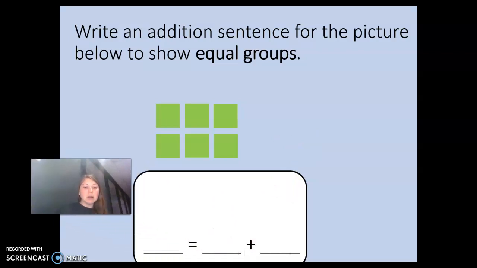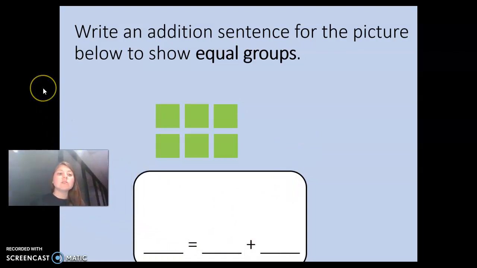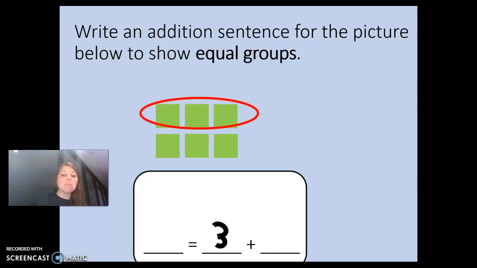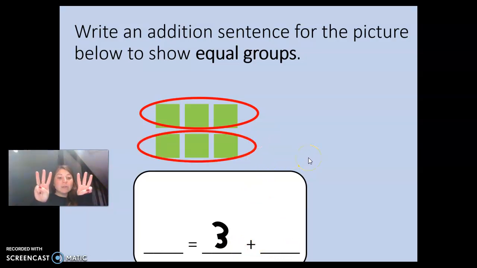Let's try it on our own. This says, write an addition sentence for the picture below to show equal groups. Now, what do I see? I see 3 green squares. Thumbs up if you see it too. I'm going to fill in 3. Now notice on my equation, it says blank equals blank plus blank. I see another 3. That's my double stack. 3 plus 3.